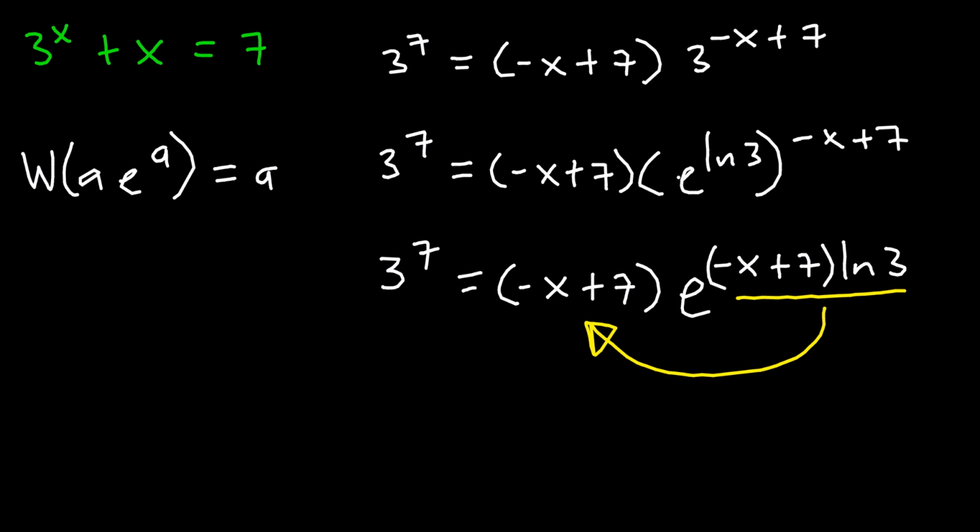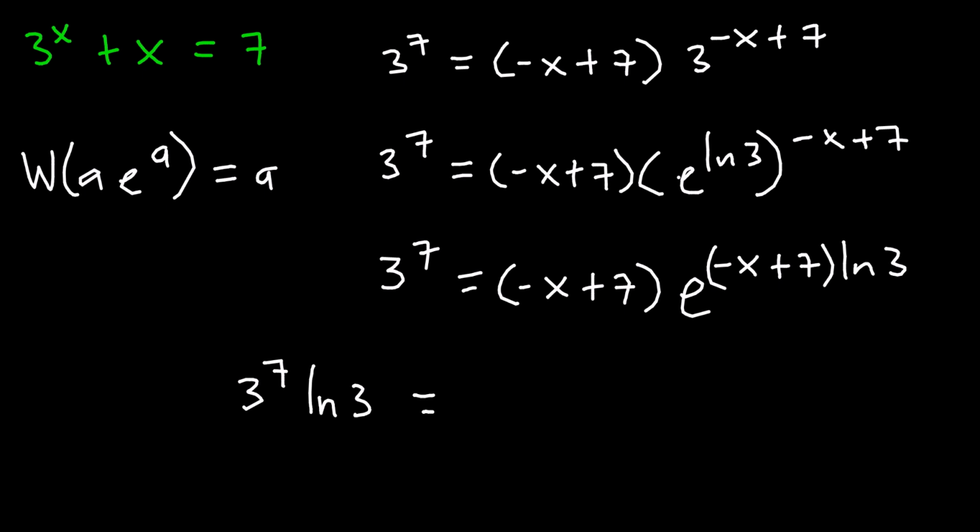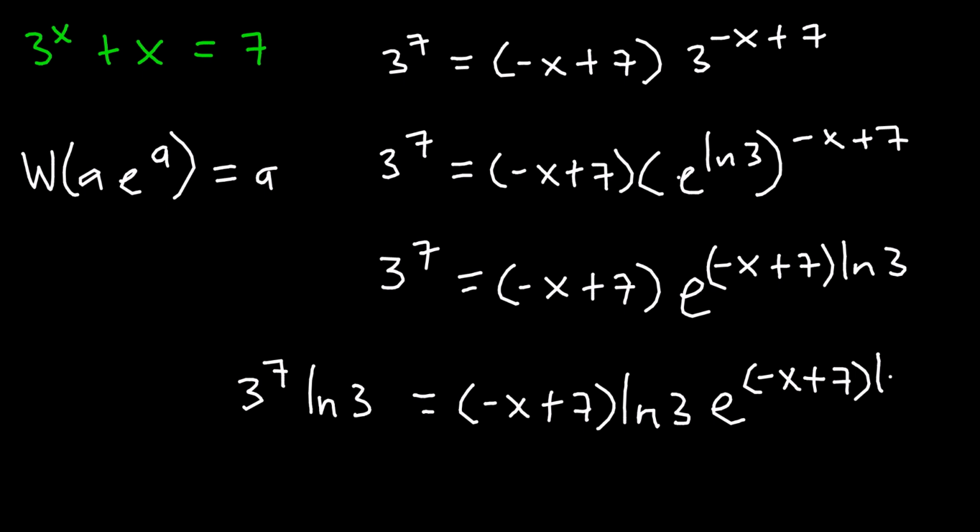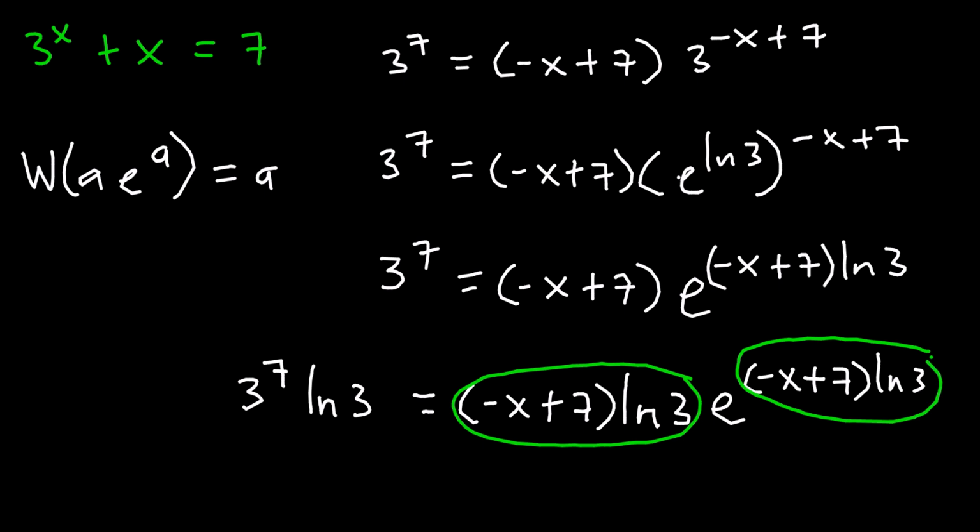Therefore, in order to use the Lambert W function, we need to multiply both sides by natural log of 3. So on the left hand side, we shall have 3 to the power of 7 times natural log of 3 equaling to negative x plus 7, and also we shall multiply this by natural log of 3, and then times e to the power of negative x plus 7, and then times natural log of 3. And now, as you can see, this is the same as this. Therefore, we can apply the Lambert W function.